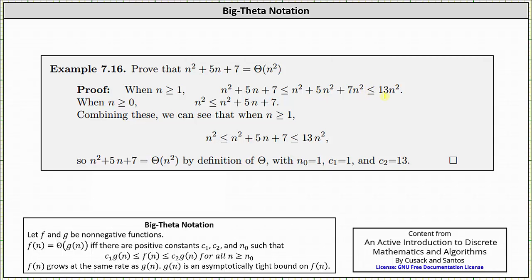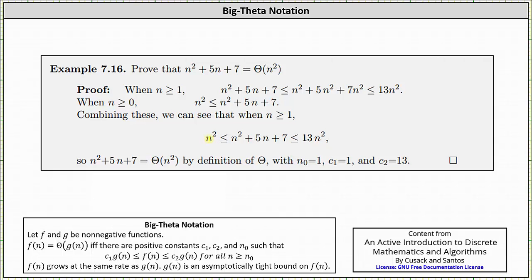In fact, the important part here is that n squared plus 5n plus 7 is less than or equal to 13n squared. We can also state that when n is greater than or equal to 0, n squared is less than or equal to n squared plus 5n plus 7. From here, we can combine these inequalities to state that when n is greater than or equal to 1, n squared is less than or equal to f of n, which is n squared plus 5n plus 7, which is less than or equal to 13n squared. And this is what we needed to show.